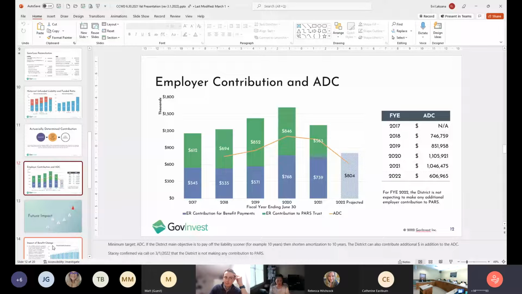Because once you put the money into the trust, it can only be used for retiree healthcare. You cannot take it out for anything else. Right.